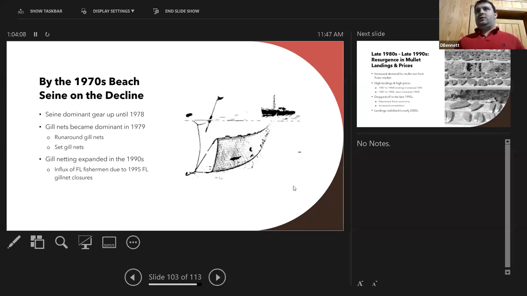And you have set gill nets, where you anchor your gill nets. There's also drift gill nets, which aren't used quite as much. Gill netting also further expanded in the 90s with an influx of Florida fishermen that came to North Carolina following gill net closures in Florida.